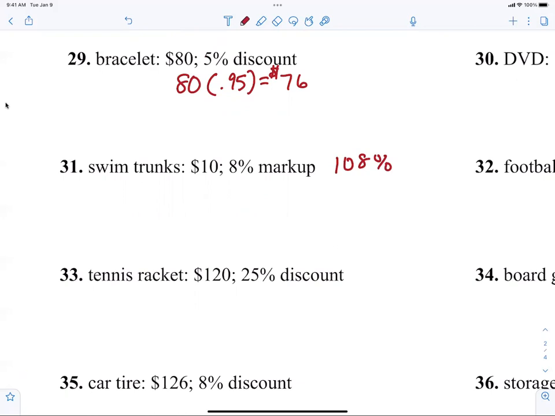1.08. Yeah, 1.08. I like that. Times what? 10. Right? Come on now, kiddo. $10. That's how much the swim trunks cost. So tell me what's 1.08 times 10, please. 10.8. Which is $10.80. All right, so I want you to write the answer down.